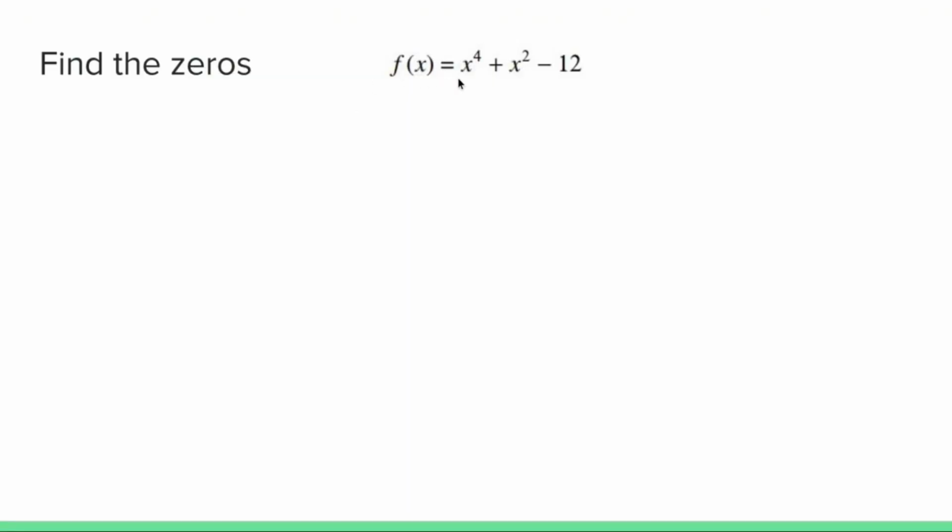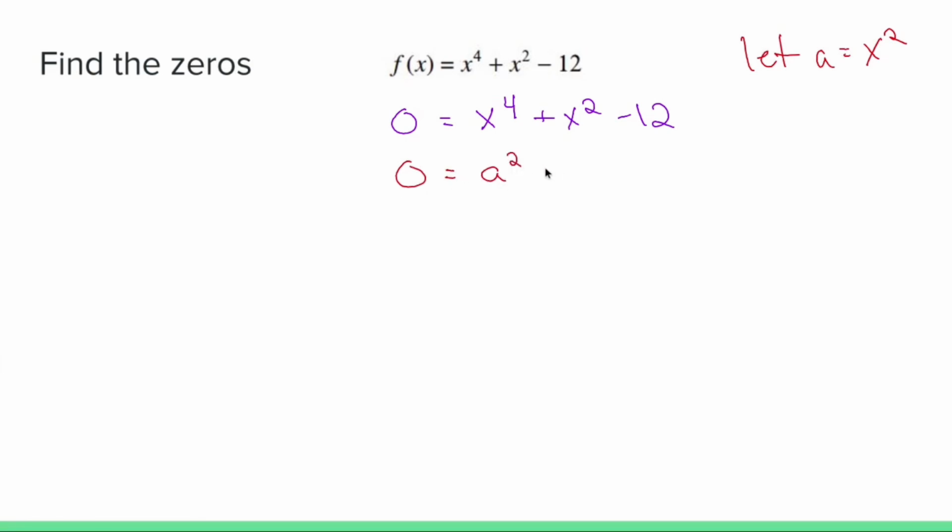Find the zeros of f of x equals x to the 4th plus x squared minus 12. Whenever I'm asked to find the zeros, I set f of x equal to 0 and then go from there. Now, usually when you have a polynomial, you're going to have to solve by factoring, all right? You might look at that and say, how am I going to factor that? Well, that kind of looks like it's potentially a quadratic. So if I let a equal x squared, I can now say that this is the same as a squared plus a minus 12. Then I look at this and say, I can factor that.